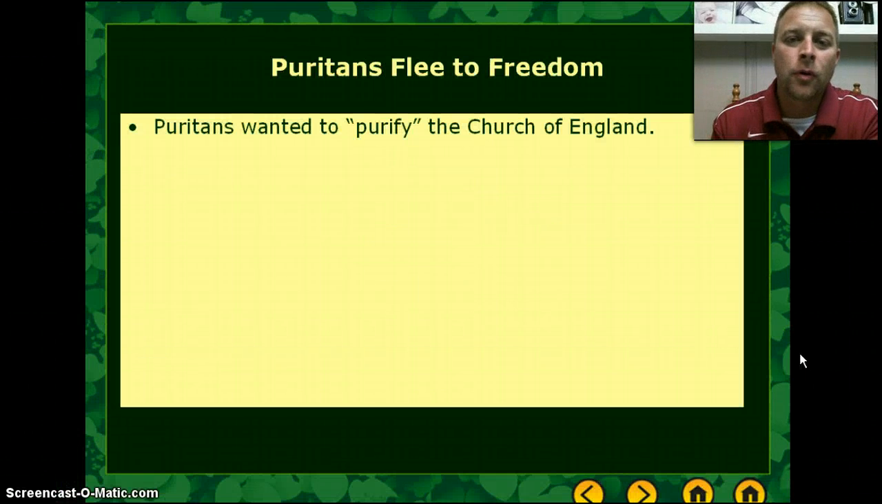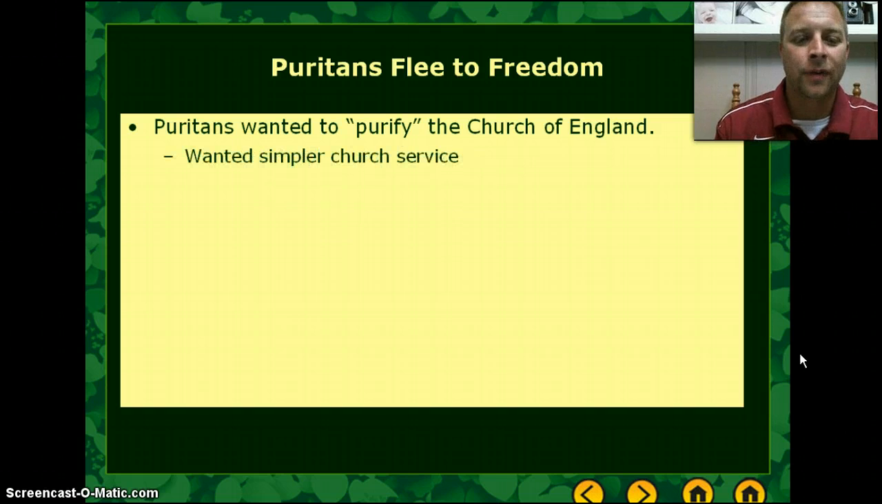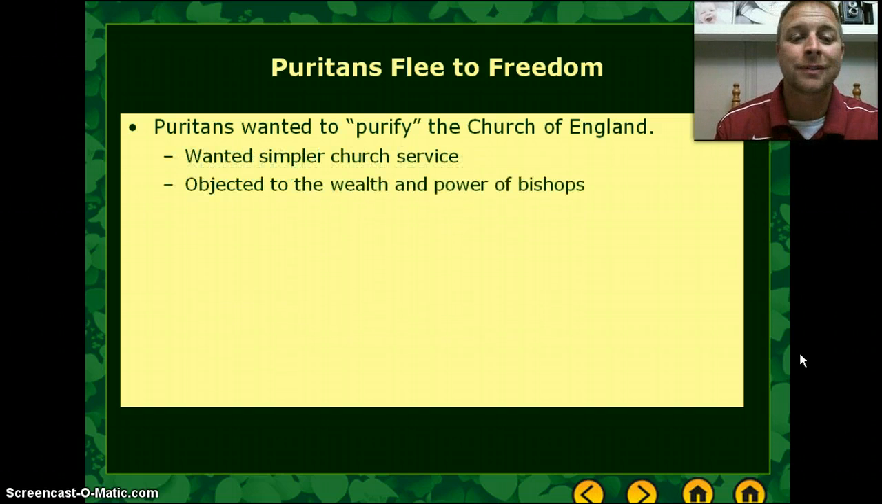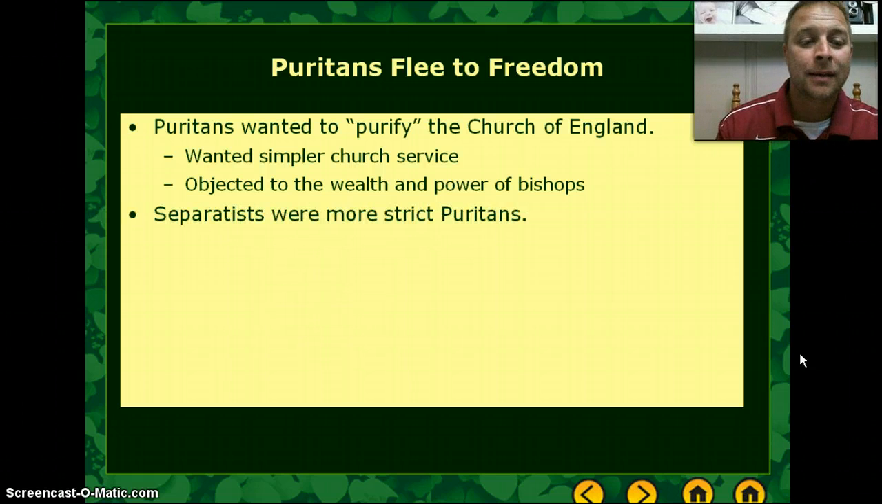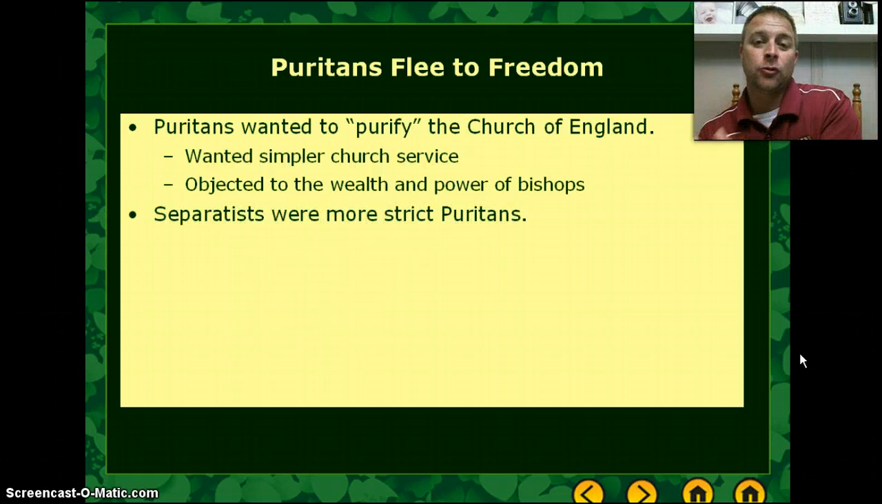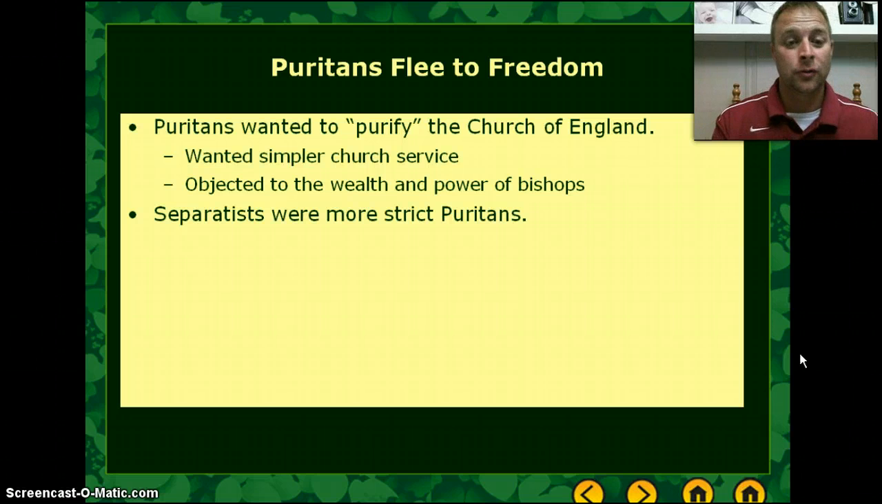Alright, so most of the New England colonies were settled by Puritans, and these were Anglicans, members of the Church of England who thought that the church needed to be purified. They wanted simpler church services. They objected to the wealth and the power of the bishops, and basically out of that group you had separatists who were even stricter Puritans. So they were the strictest of the strict.